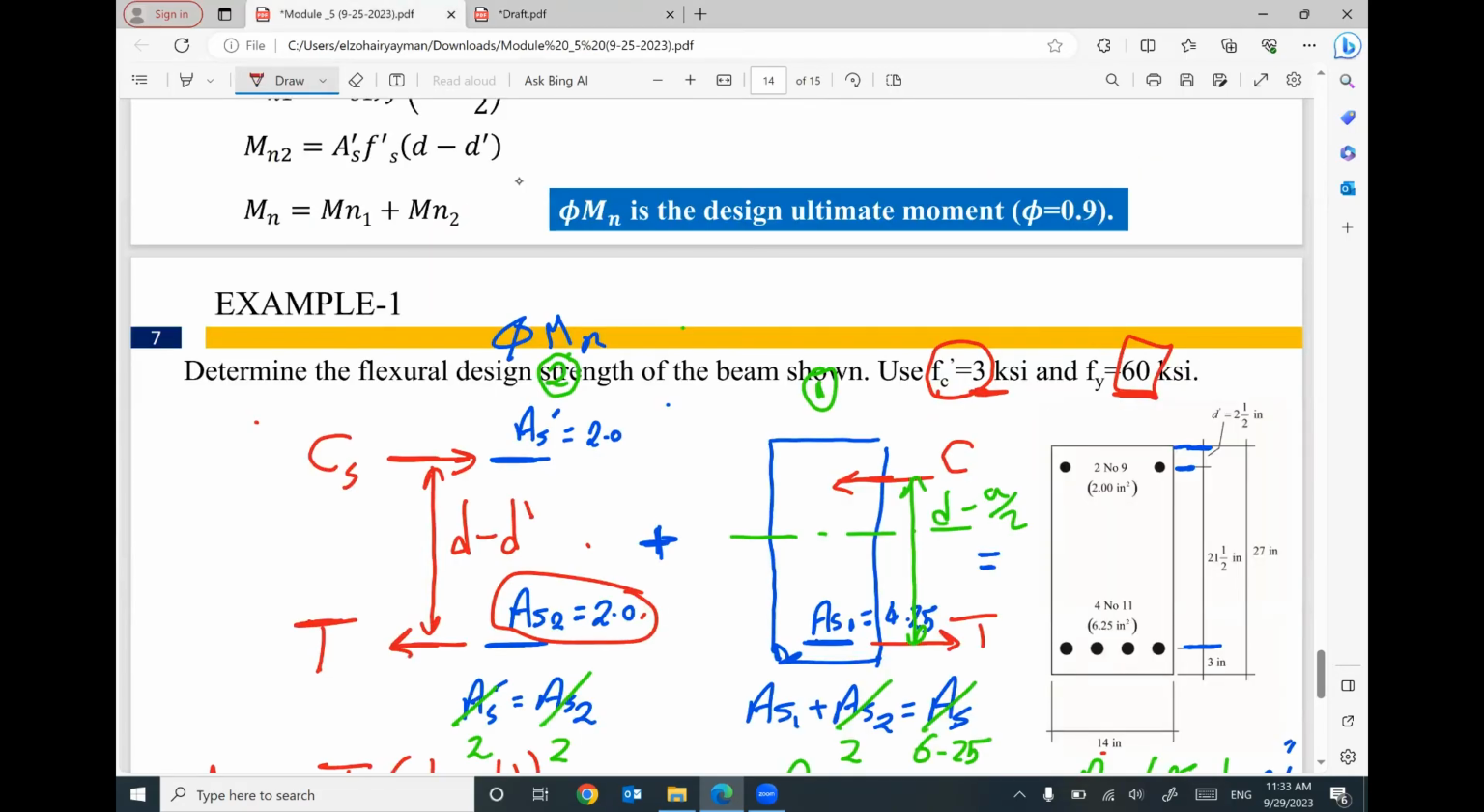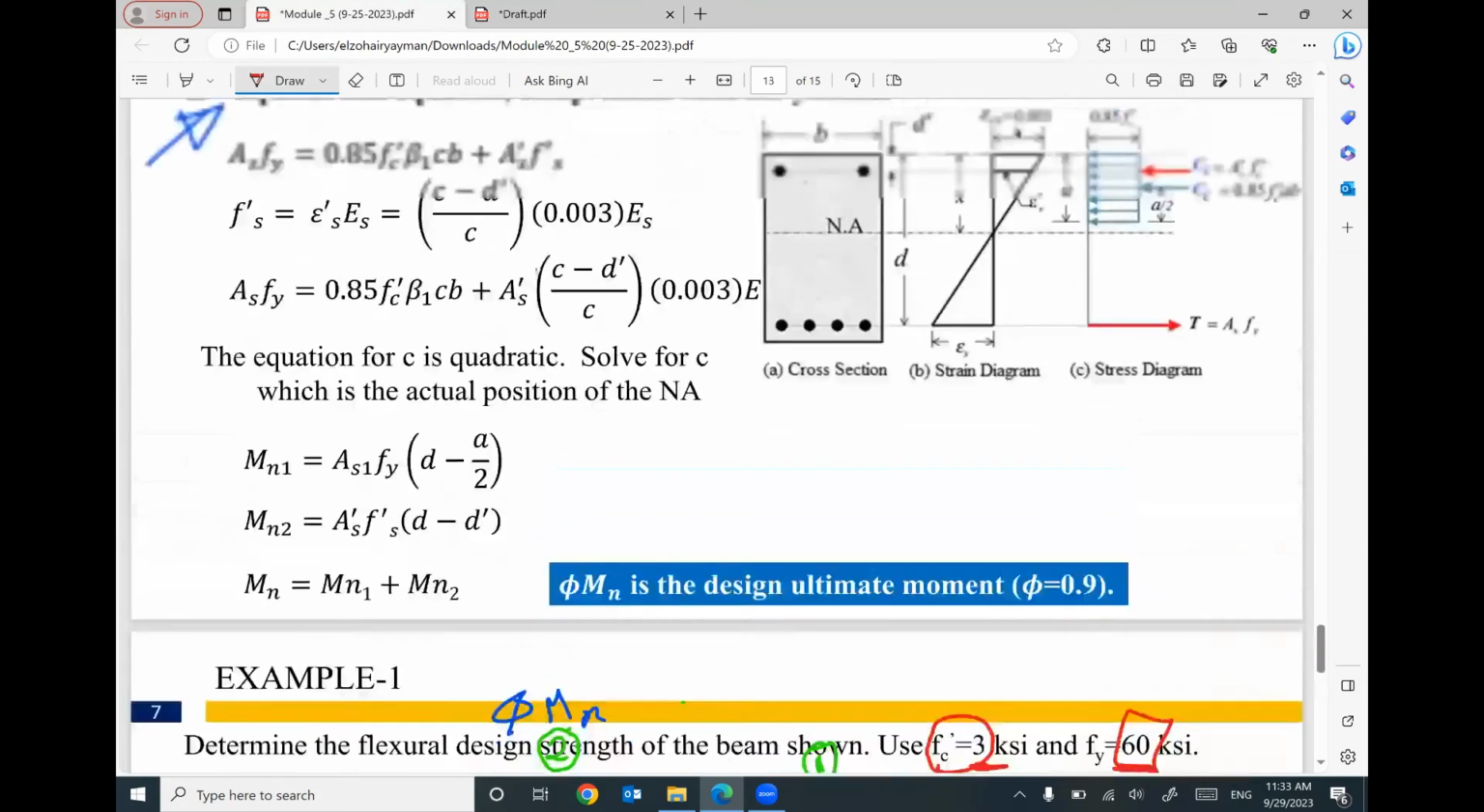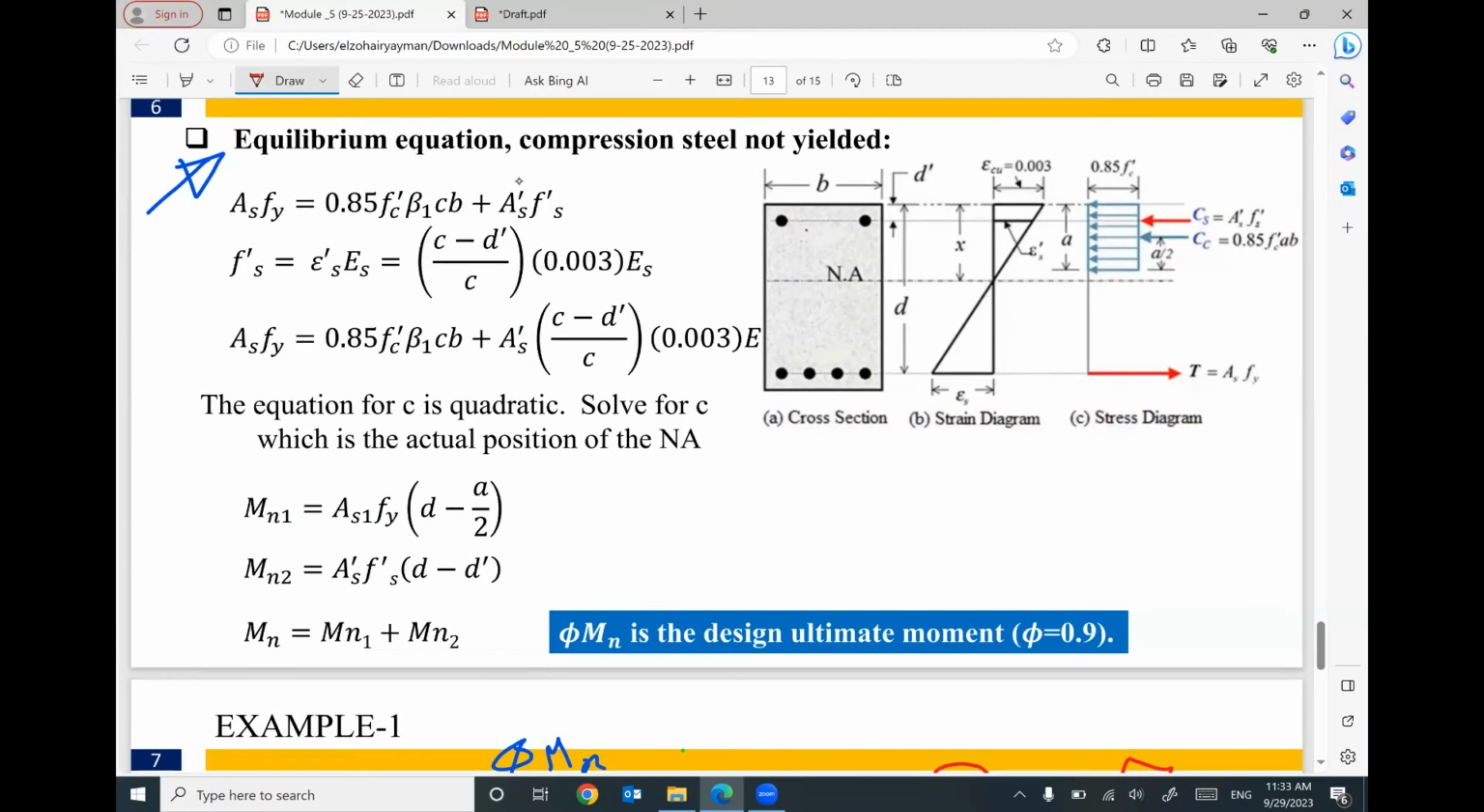This new calculation is based on this slide. If the compression steel reinforcement did not yield, we need to follow these few steps to figure out the nominal moment 1, the nominal moment 2, and the final nominal moment. Then you can multiply the final nominal moment by phi equal 0.9. Very easy. It's not a big deal. Don't worry. We just need to set up this equation.